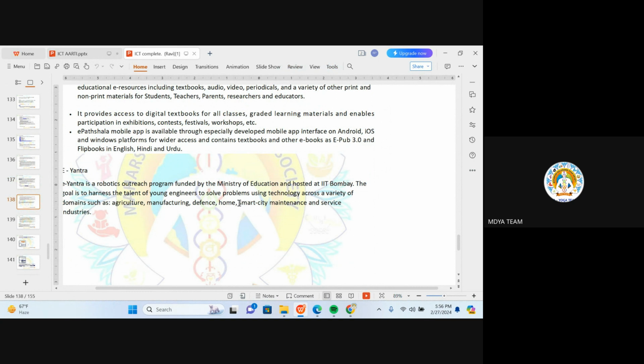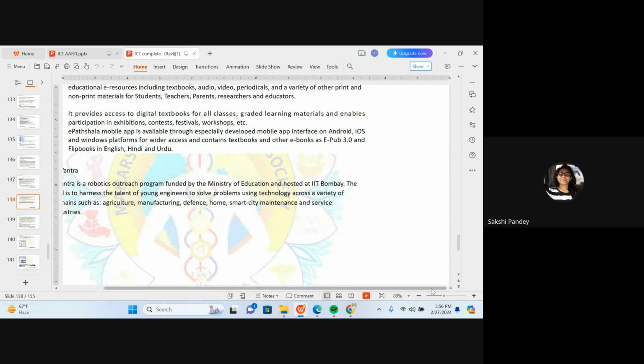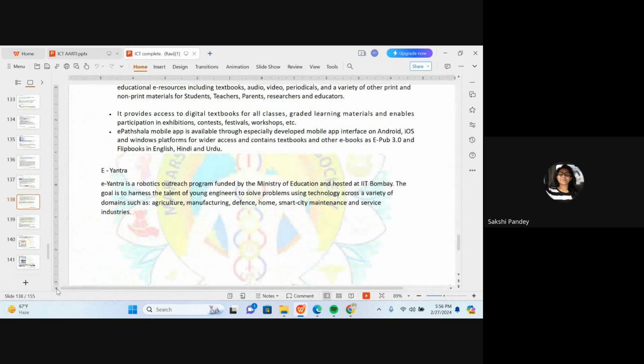Now, E-Yantra. It is also important. E-Yantra is a robotic. Sorry for interrupting. Can you please scroll the slide toward the right side? One second. Yes, now it's okay.